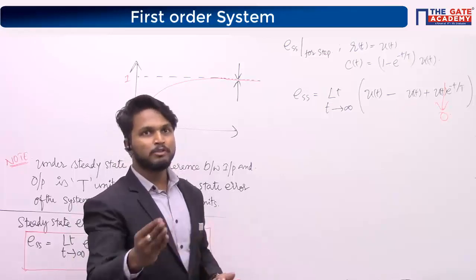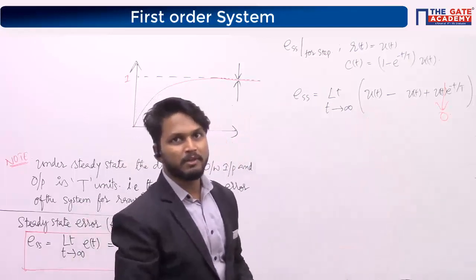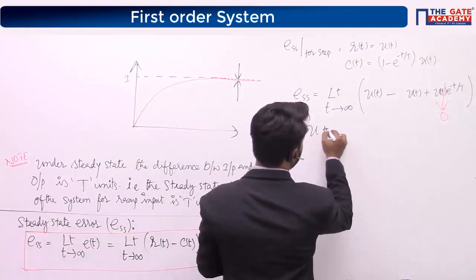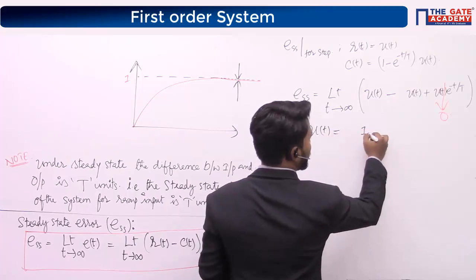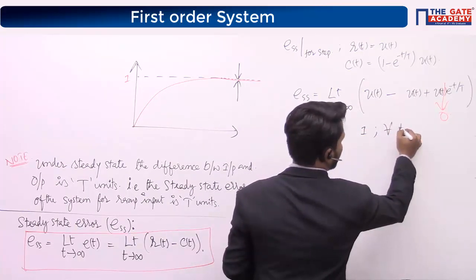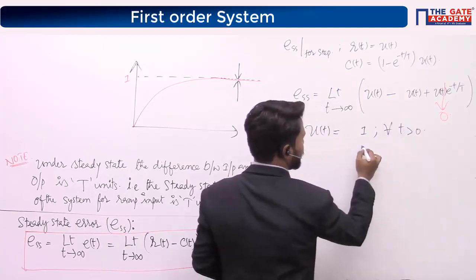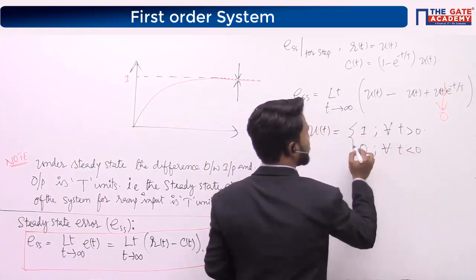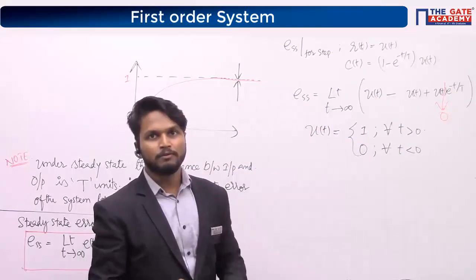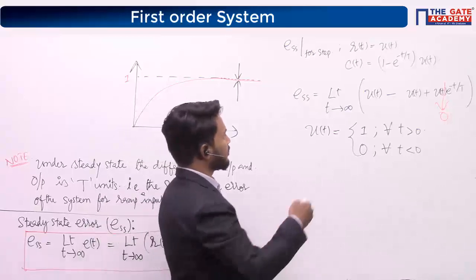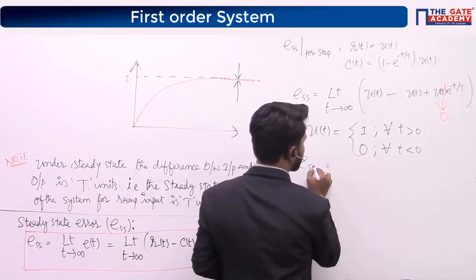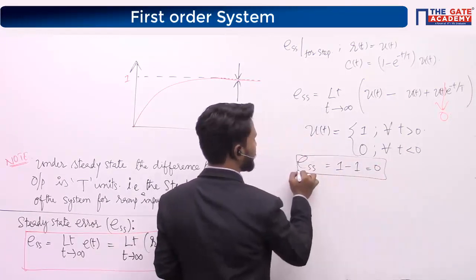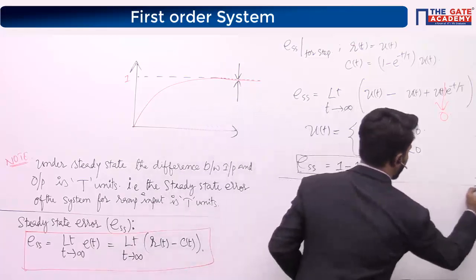So as t approaches infinity, what is the value of u of t? How is u of t defined? U of t is equal to 1 for all t greater than 0. U of t is 0 for all t less than 0, right? So whatever the value of t, u of t is going to be 1 only. Therefore, steady state error ESS is equal to how much? 1 minus 1, that is equal to 0.